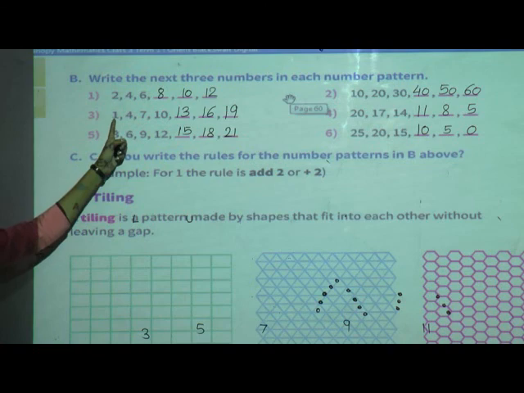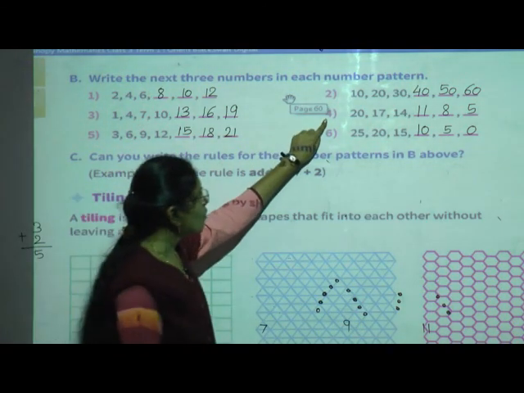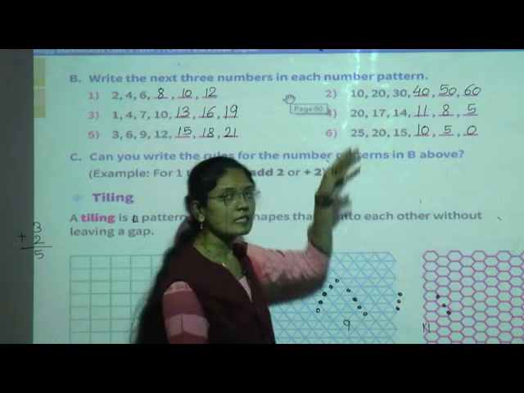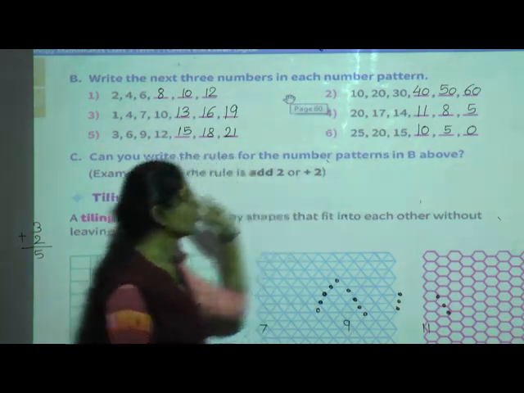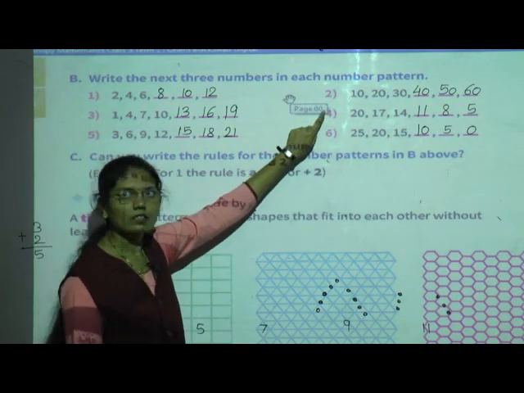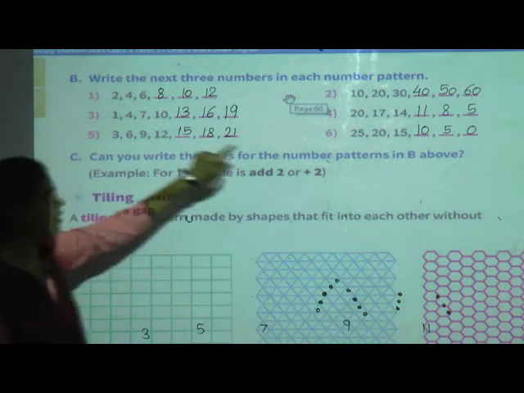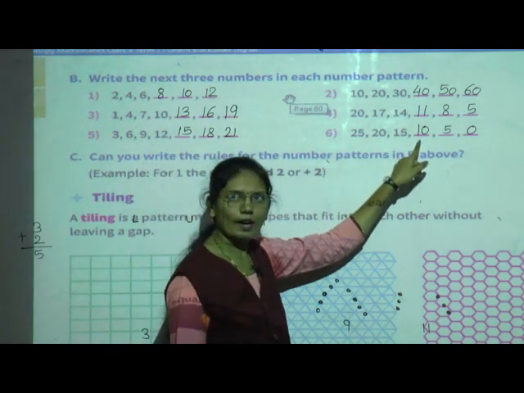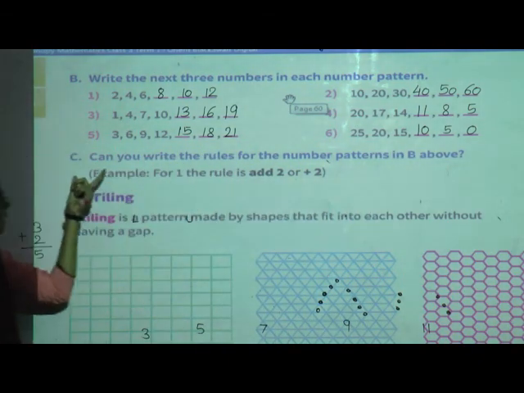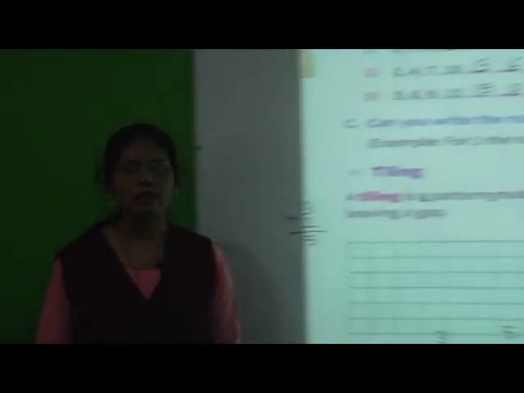If we see the third example, which rule is there? Yes, we have to add 3. The rule is add 3. In the fourth example, the rule is subtract 3, isn't it? 20 minus 3, 17. So the rule is subtract 3, or minus 3. Now this is the table of 3. And in the last example, the rule is subtract 5. So in this way we can write the answer to this last question. So in this way, we have completed our exercise.